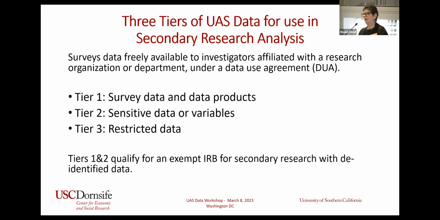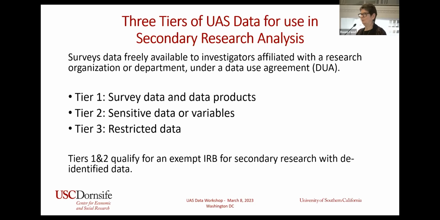So in the UAS, we have 3 tiers of data. When it comes to thinking about access, you've seen other ways to categorize it, but basically all of the data and data products that are on our website can be categorized in one of the first 2 tiers, survey data and data products or sensitive data variables. These data, as Ari mentioned, are freely available to investigators. Because it's human subjects research data, it's available to people who are associated with research organizations or departments, research departments in organizations.